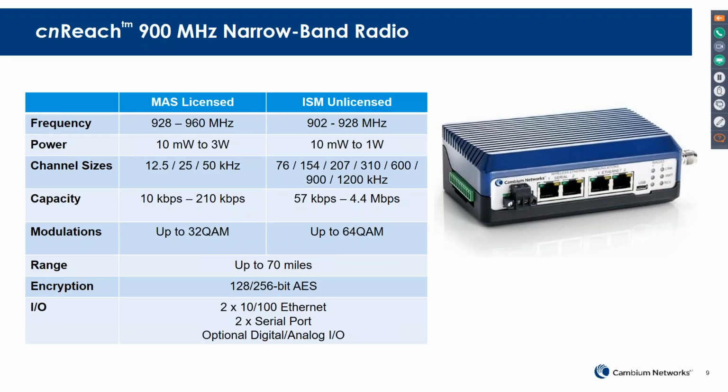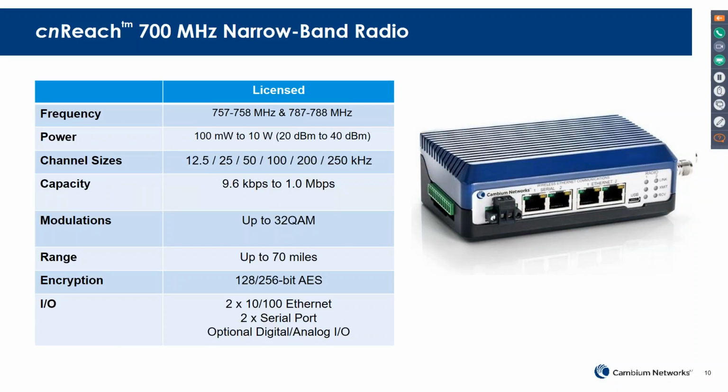the I/O interface. We have the standard 2 Ethernet ports and 2 serial ports, and optional digital and analog I/O. Keep in mind that all these radios can have a dual radio port or single radio port. And we have this 700 megahertz narrowband radio. Same thing, different capacity, different channel size. Again, it can do single radio port or dual radio port. The maximum capacity is 1 megabit per second.